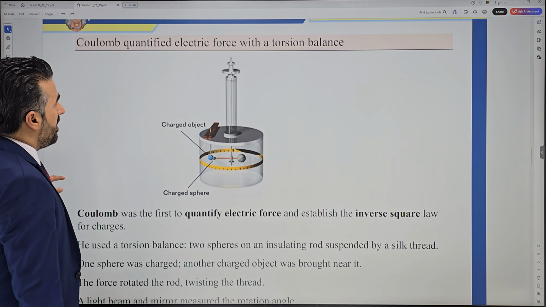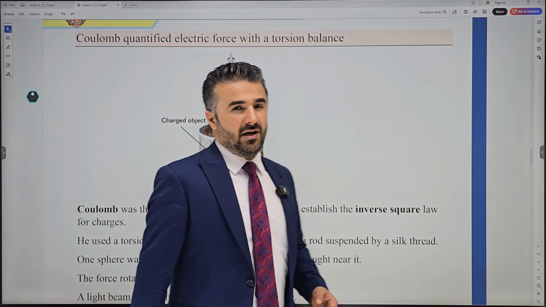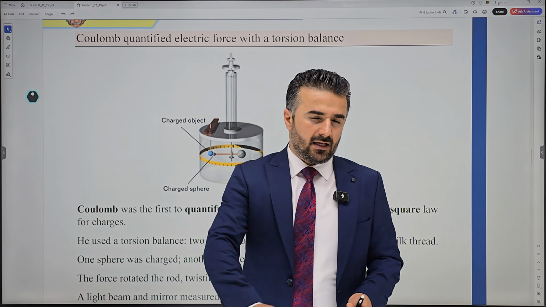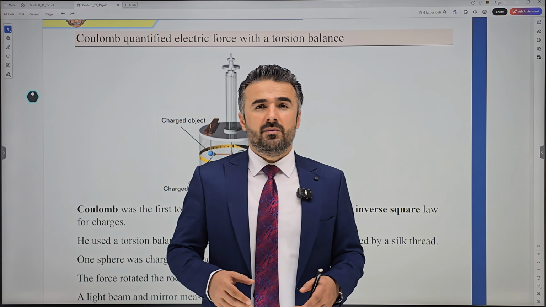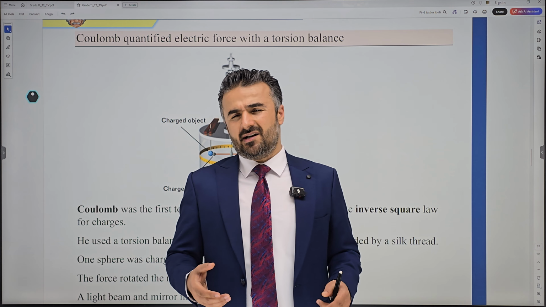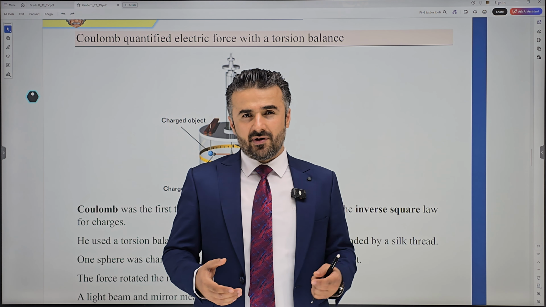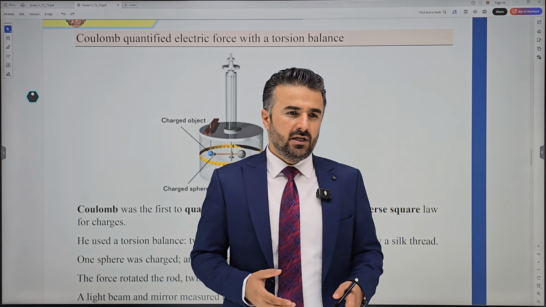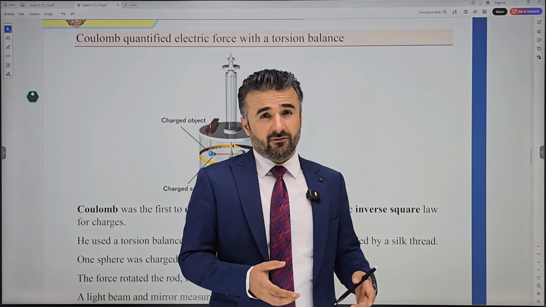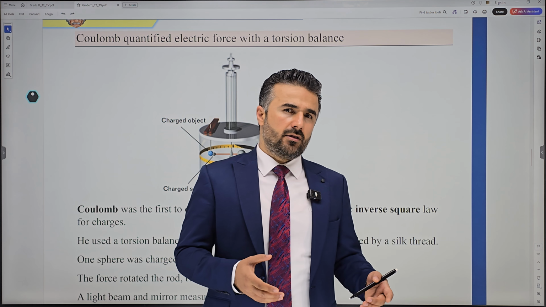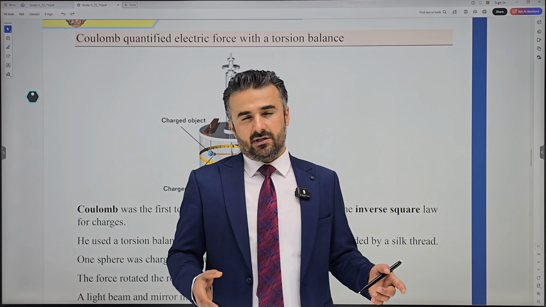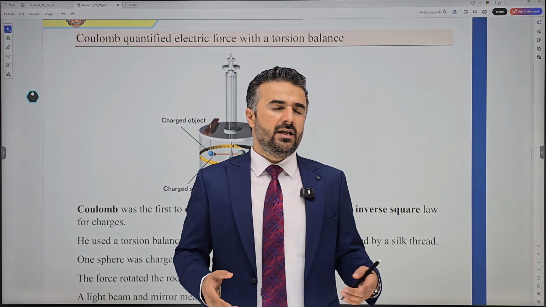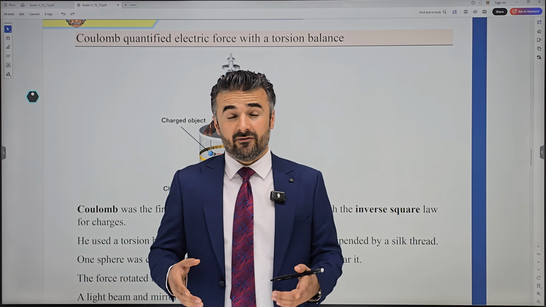Coulomb quantified electric force with a torsion balance. What exactly do we have? Coulomb was the first person to quantify the electrical force. He was the first person to find out how much electrical force there is between two charges. And he also came up with the inverse square law.